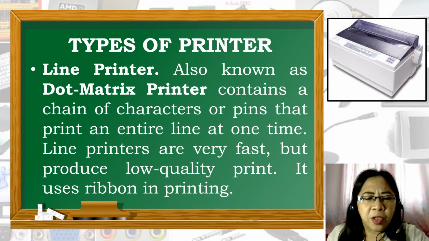The next type of printer is the line printer. Also known as the dot matrix printer, it contains a chain of characters or pins that print an entire line at one time. Line printers are very fast, but produce low-quality print. It uses a ribbon in printing, just like a typewriter.